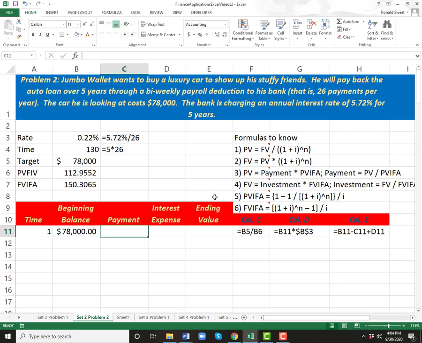So here, remember, the payment equals the present value, the $78,000 divided by the factor. So this formula over here to the right. So we're going to do equal the target amount divided by the present value interest factor. We'll put that in there. We'll put it as dollars and cents. Our interest expense is exactly what we did before.